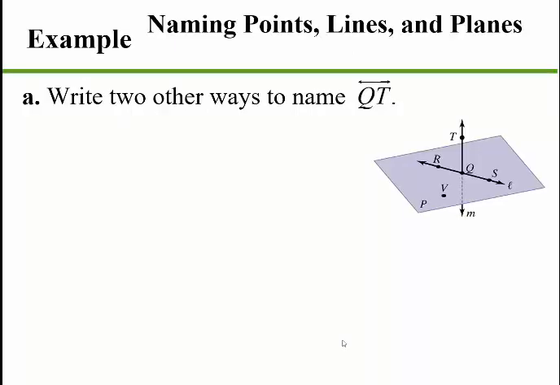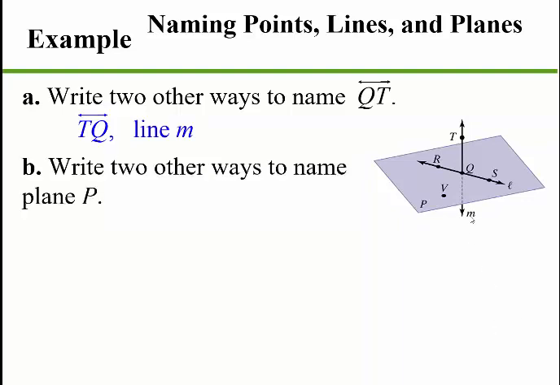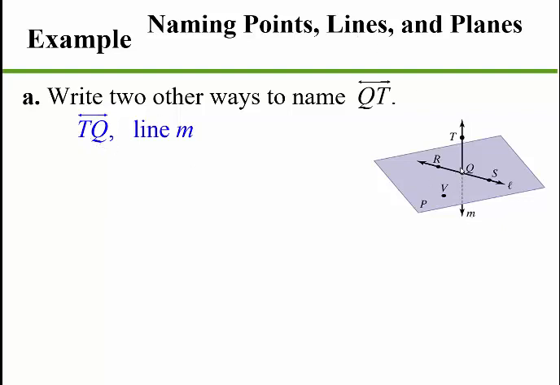All right, so let's do some examples. Write 2 other ways to name line QT. Now this is important. Well, we could just call it line m because we have the lowercase letter m here. That's one way to name it. Another way, remember, we could call it QT, but we could also call it TQ. So you could flip the letters and, instead of calling it QT, call it TQ, or you could just call it line lowercase m.